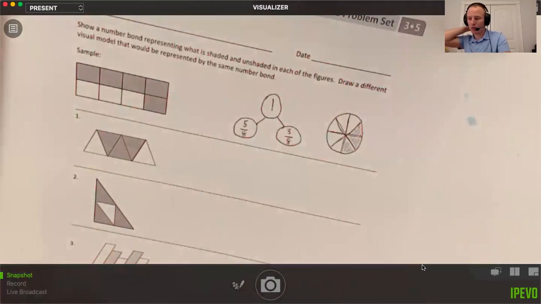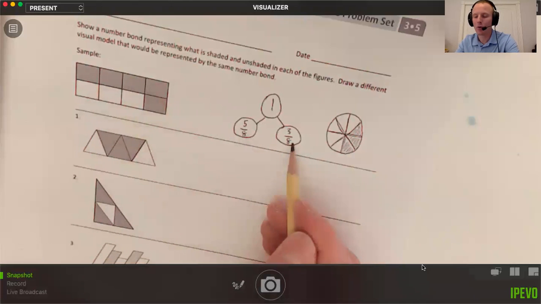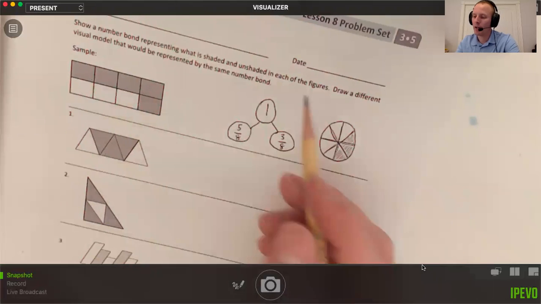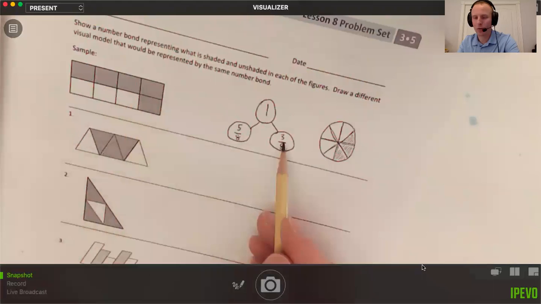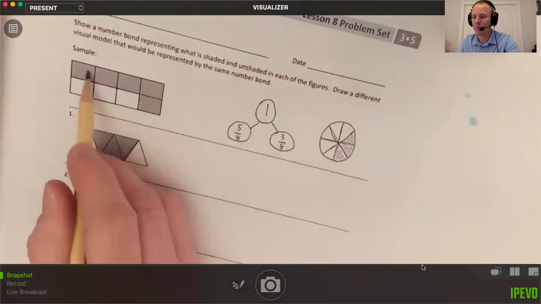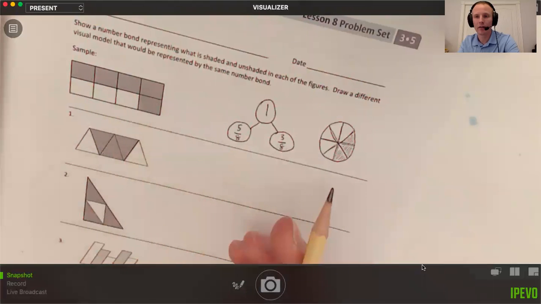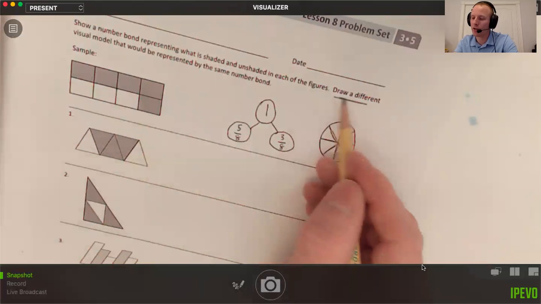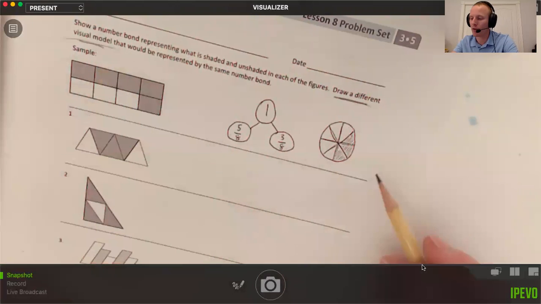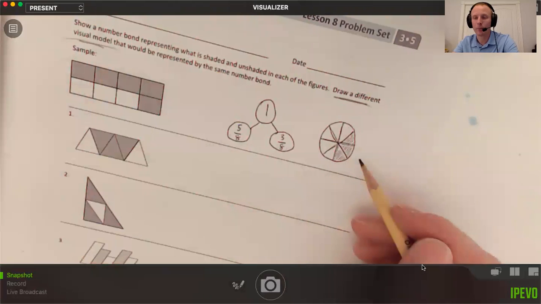The sample shows eighths. So you notice I have eighths on my denominator on both. I have 5/8 that are shaded, and I have 3/8 that are unshaded. And if you add up the 5/8 and the 3/8, you've used the whole thing, right? And for another picture, it says to draw a different visual model. That's part of our direction. It shows the same thing, that 3/8 and 5/8 adds up to one whole circle.